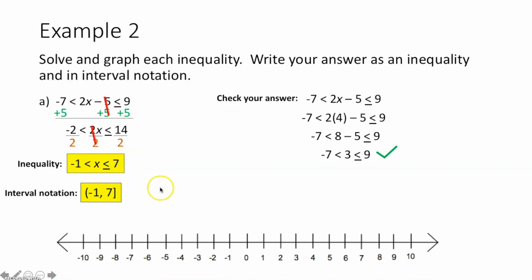And when we graph this, we're going to put an open circle at negative 1 because there's a parenthesis here and there's no equal sign. We're also going to put a closed circle at 7 because there's an equal sign and a bracket. And because it's an and compound inequality, we shade in between and we're done.